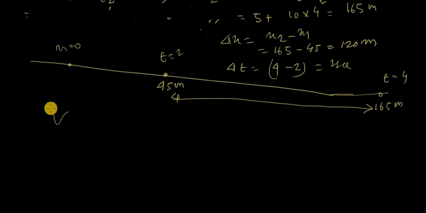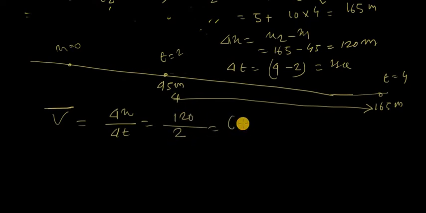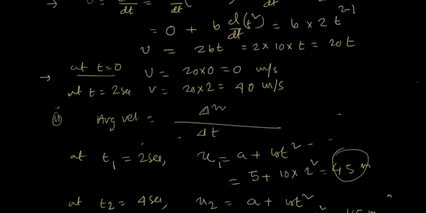So average velocity is noted as v bar. V bar is displacement by time interval, delta x by delta t, 120 by 2, which is equal to 60 meters per second. This is a very simple one. Okay, so you follow this video.